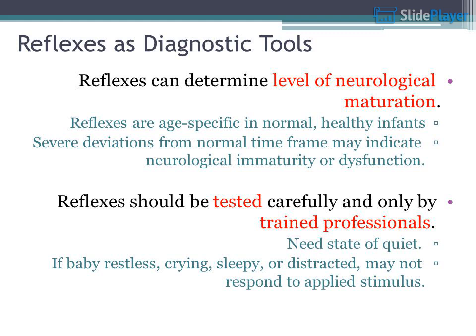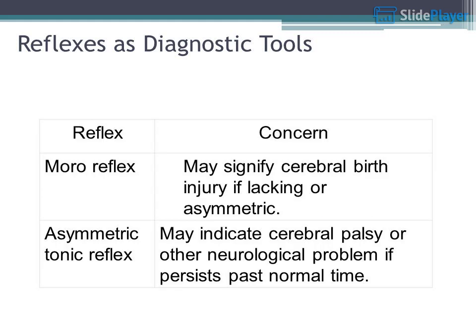Reflexes should be tested carefully and only by trained professionals. The baby needs to be in a state of quiet. If the baby is restless, crying, sleepy, or distracted, they may not respond to the applied stimulus. Reflexes as diagnostic tools.